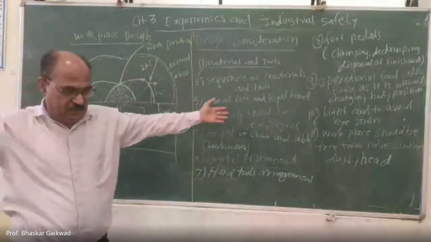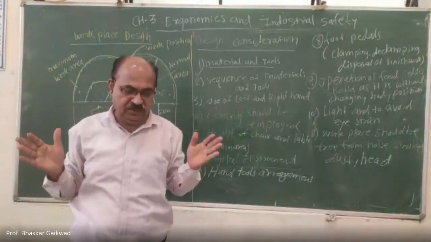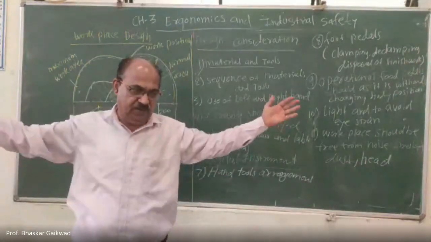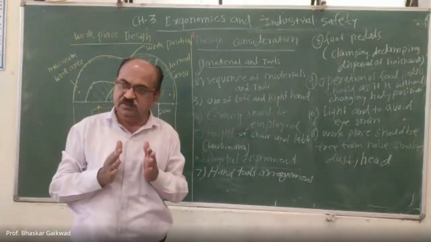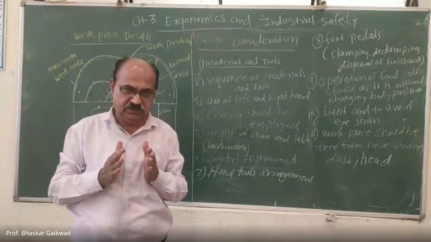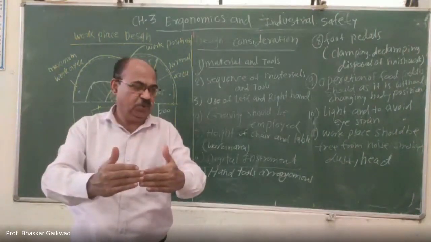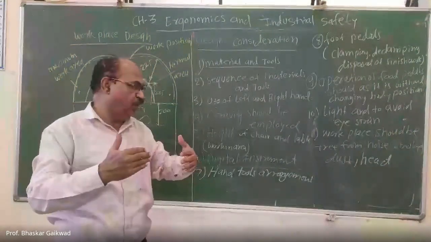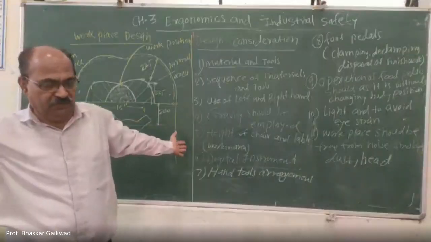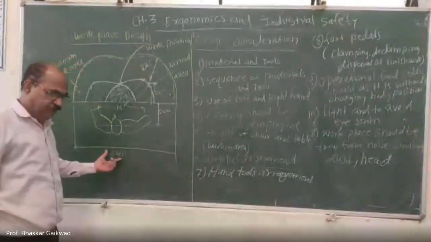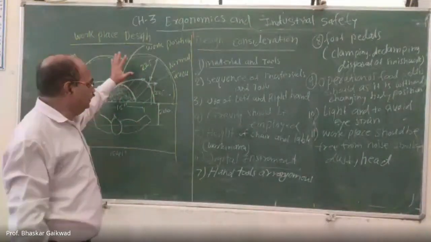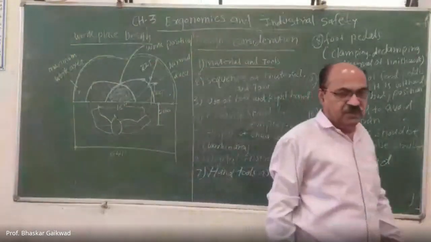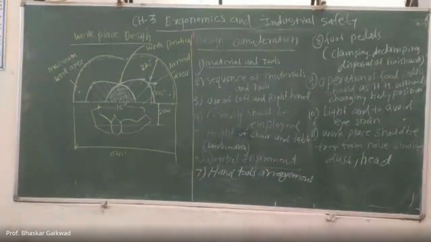This is the maximum area, the normal area, and this is actually the assembly position. Maximum, normal, and here the assembly position. And it should be 200 mm between your body and the table. Then the total width of this is 64 inch. So workplace designs should be like this, and these points need to be remembered while designing any workplace.